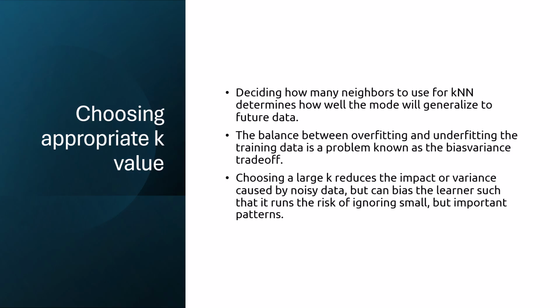Deciding how many neighbors to use for KNN determines how well the model will generalize to future data. The balance between overfitting and underfitting the training data is a problem known as the bias-variance trade-off. Choosing a large k reduces the impact or variance caused by noisy data, but can bias the learner such that it runs the risk of ignoring small but important patterns.